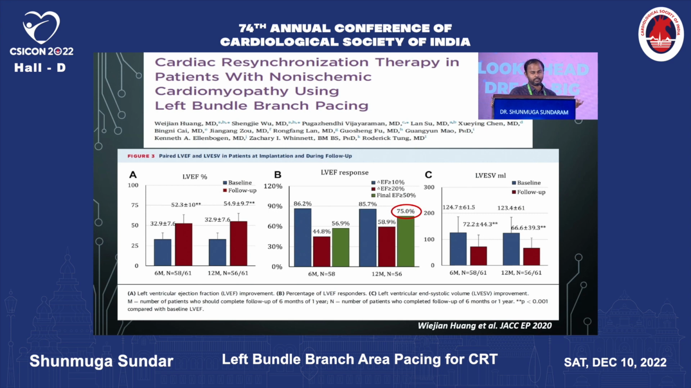This is an important study to note by Dr. Huang, who is considered the father of left bundle pacing. You can see a red circle there. 75% of the patients have an EF of more than 50% at the end of 12 months. The patients selected had non-ischemic cardiomyopathy and left bundle branch block fitting into the typical Strauss criteria. The success rate was very high, more than 95%. But the more important thing to note is 75% had normalization of LV function at the end of 12 months. This can never be seen with conventional biv pacing.